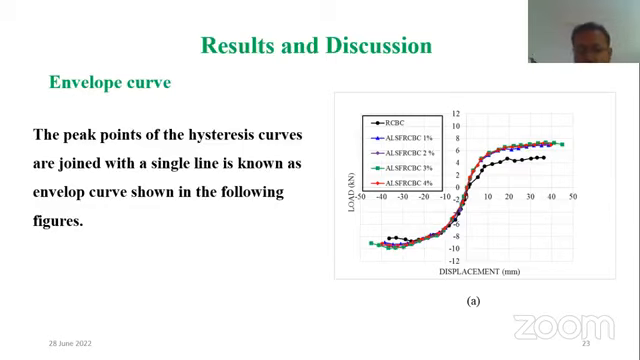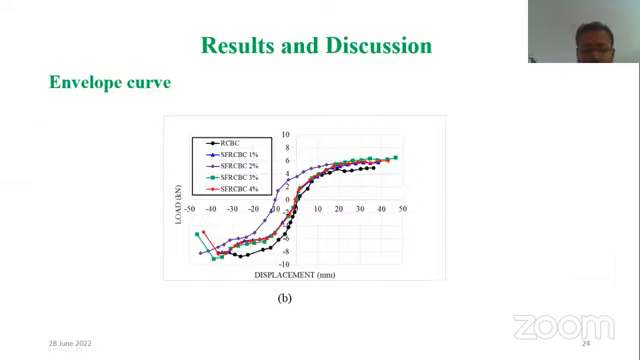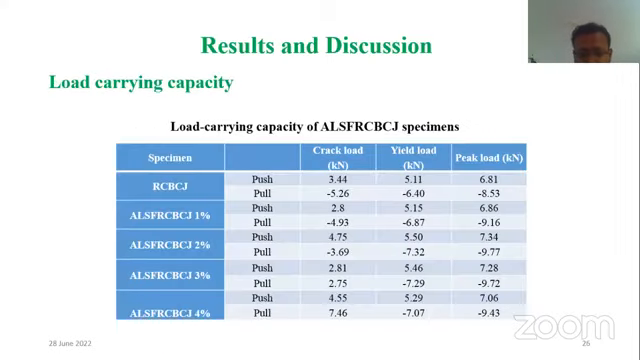You can see the maximum load carrying capacity of Areca leaf sheath fiber reinforced concrete at 3%. At 3%, the maximum load carrying capacity occurs. Next, you can see the envelope curve. This is for 1%, this is for 2%, this is 3%, this is 4%.